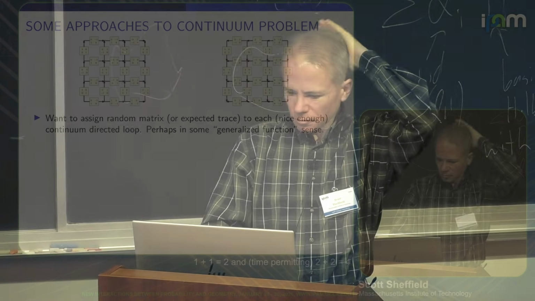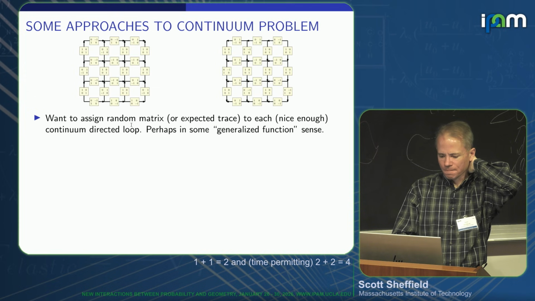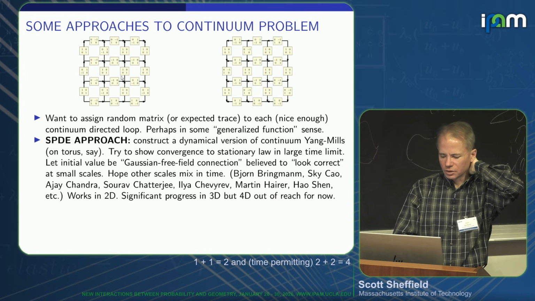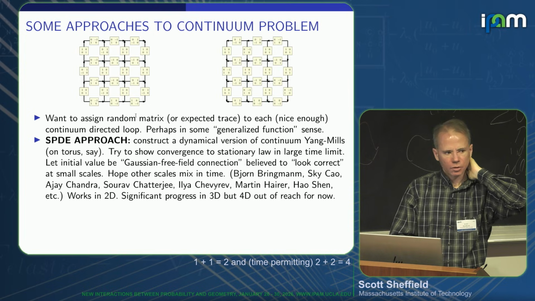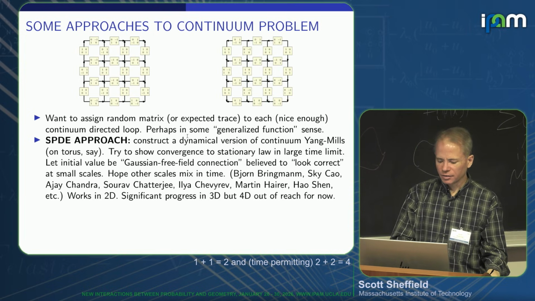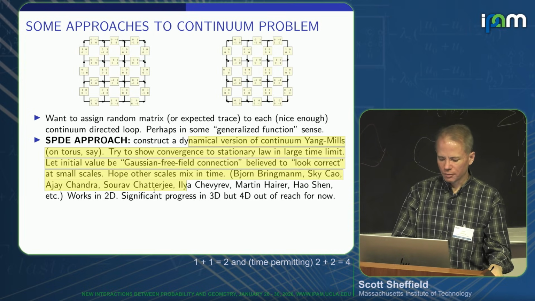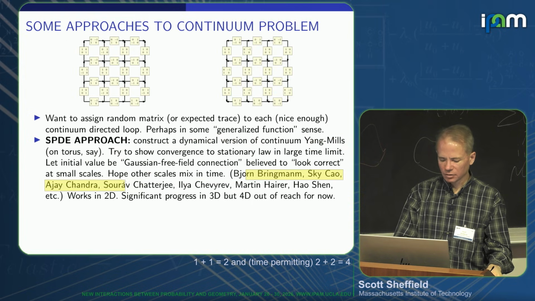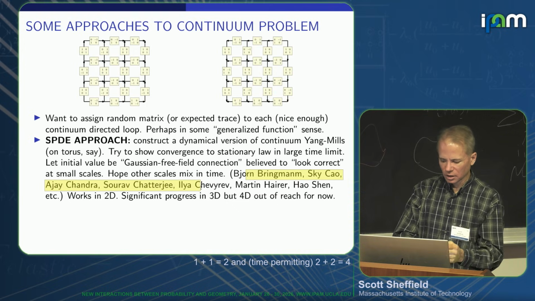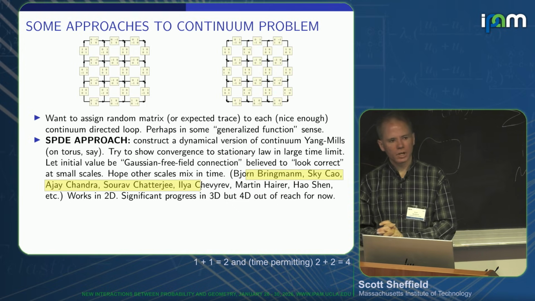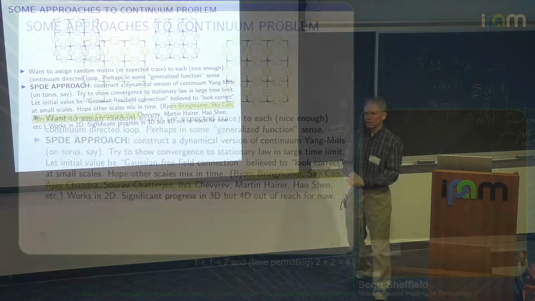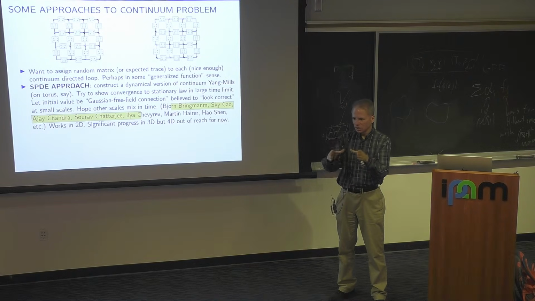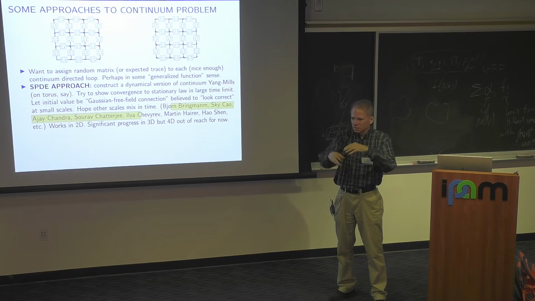So we want to assign a random matrix. We want some sort of scaling limit. There are these other approaches. One approach is the SPDE approach, which you may have heard of, people like Bjorn Bringmann, Sky Cao, Martin Hairer, a whole bunch of names here, Chandra, Chatterjee, Chevyrev, and many others, who are really trying to say: let's construct continuum Yang-Mills theory by figuring out what sort of SPDE, if it existed, would have this thing as its stationary distribution.